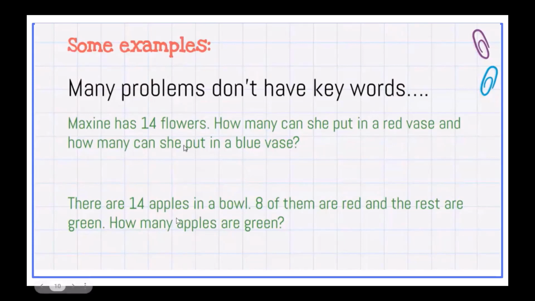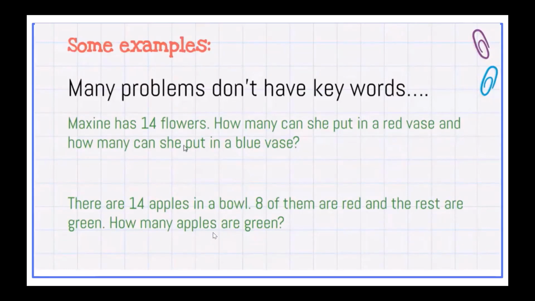Now let's look at this second problem. There are 14 apples in a bowl. 8 of them are red and the rest are green. How many apples are green? There is nothing here to tell us whether to add or subtract. We have to figure out what's going on in the problem. We can see that there are a total of 14 apples. Part of them, or 8 of them, are red, and part of them are green. We do not know one of the parts to this problem. So we're going to need to subtract the 8 red apples from the 14 to find out what's left, or how many are green.